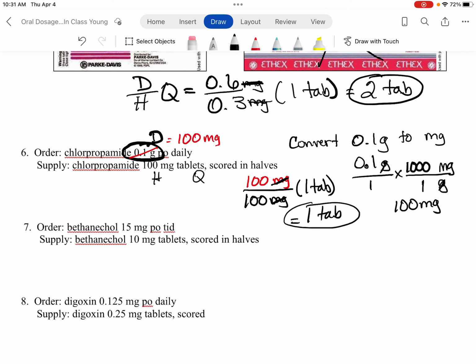So hopefully just don't overthink these. Make sure you're using your units of measure. Make sure you're adding those in your problems. And make sure you're doing your conversions right. Main thing is just don't overthink the problem.